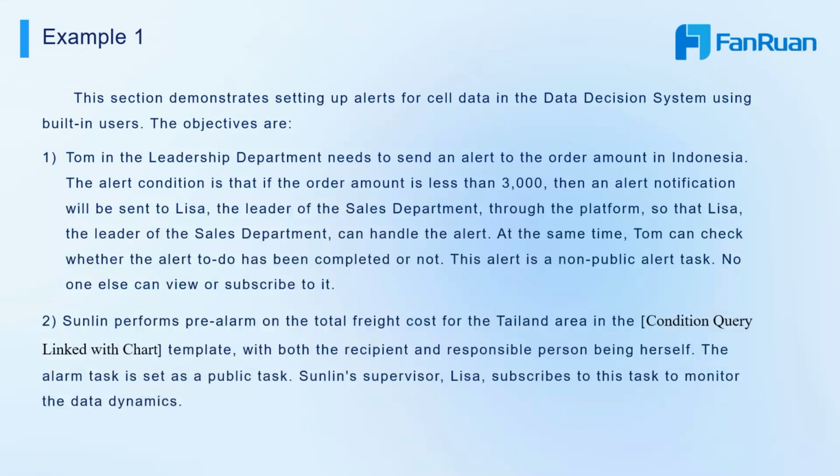First of all, let's understand. Data alerts need to realize the effective. The effective is demonstrated through the built-in users of the data decision-making system, learning how to alert cell data and graphical data. The alert to be realized is: Tom in the leadership department needs to be alerted to the order value in Indonesia when the order amount in Indonesia is less than $3,000.